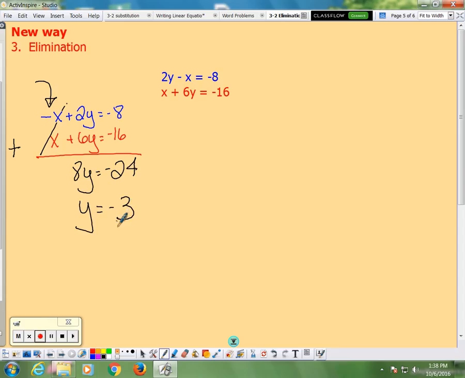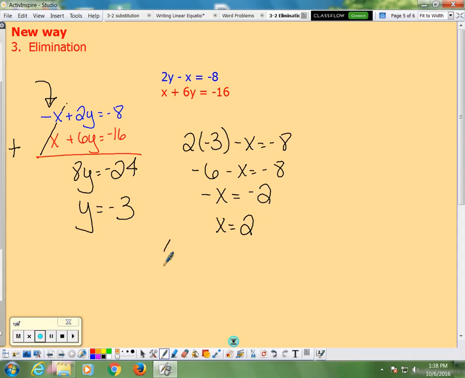Now I just have to pick an equation. It doesn't matter which one. I'm going to take the top one. So I get 2 times negative 3 minus x equals negative 8. Negative 6 minus x equals negative 8. I'm going to add 6 to both sides. So negative x equals negative 8 plus 6 is negative 2. Can't have a negative, so I have to divide both sides by negative 1, and x ends up equaling positive 2. So my answer is 2, negative 3.